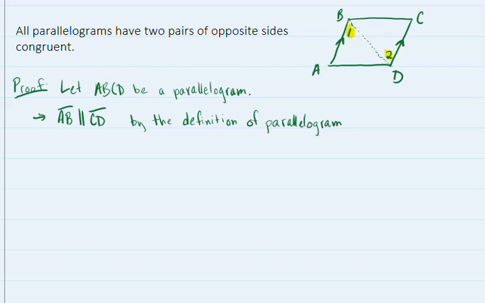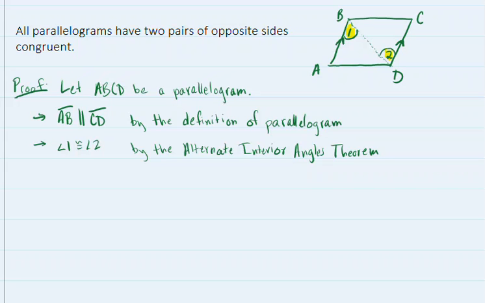So let's go back and write that angle 1 is congruent to angle 2 by the alternate interior angles theorem. And there you have it. So now that we have angle 1 congruent to angle 2, you can make the mark.